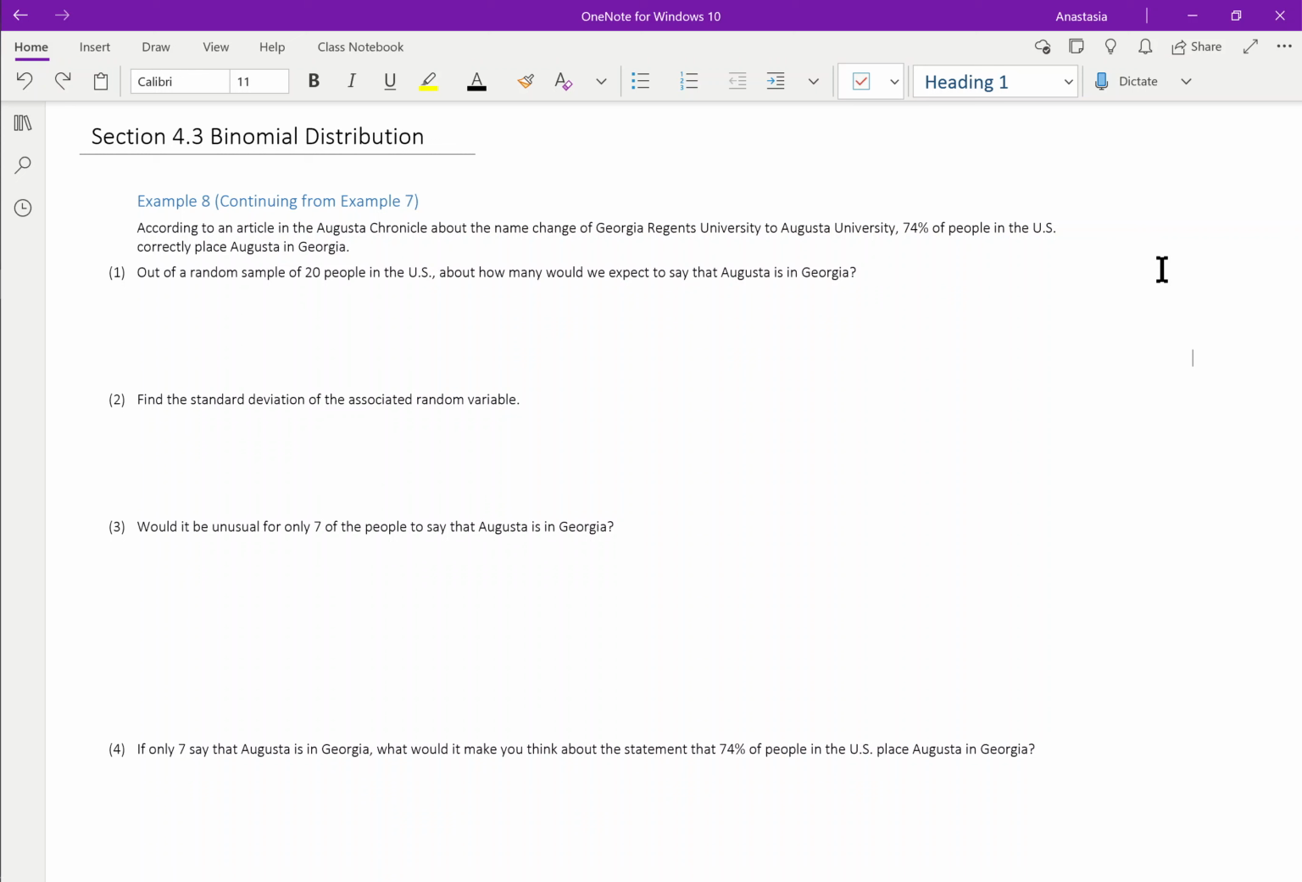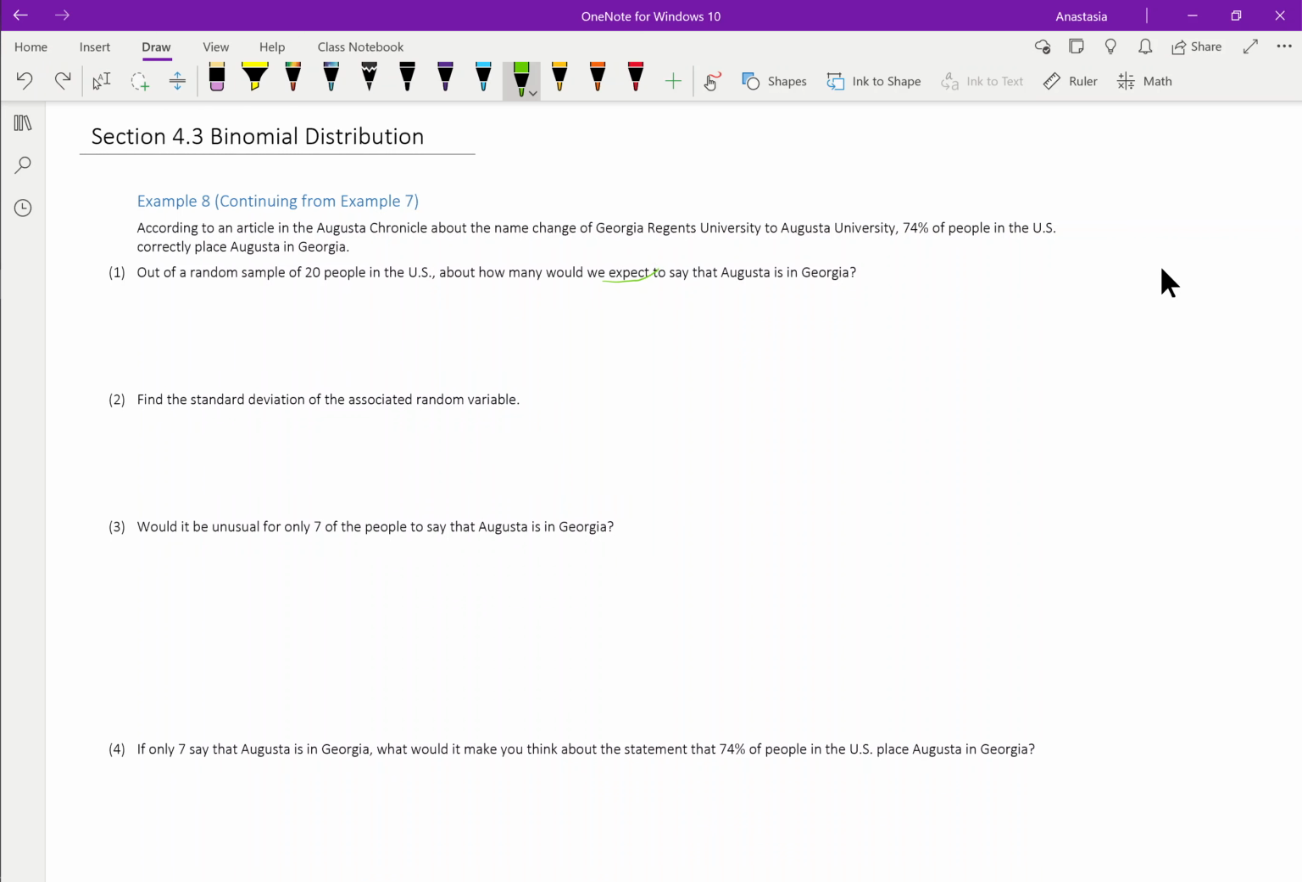We're talking about an article in the Augusta Chronicle that talked about the name change of Georgia Regions University to Augusta University, and it said that 74% of people in the U.S. correctly place Augusta in Georgia. So first, we're going to answer the question: out of a random sample of 20 people in the U.S., about how many would you expect to say that Augusta is in Georgia? The main thing to notice here is that word expect. So that should make you think of the expected value.